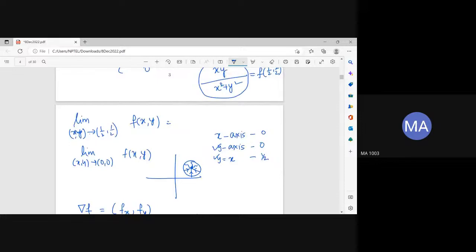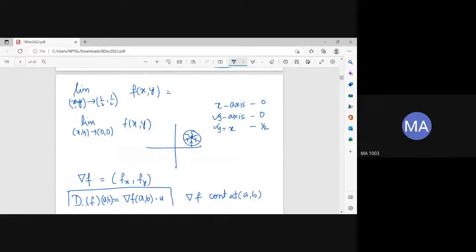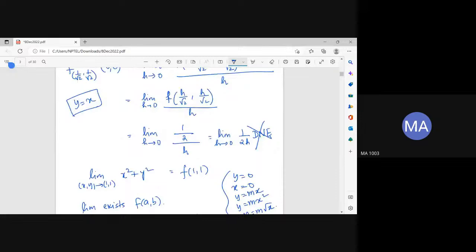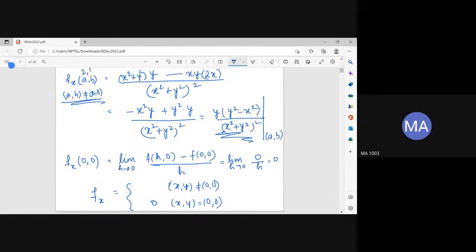Yes, ma'am. So where, madam? In this previous problem, we have got the directional derivative. The directional derivative along the x-axis is the partial derivative with respect to x. The directional derivative along the y-axis is the partial derivative with respect to y, right? So we have got two partial derivatives.